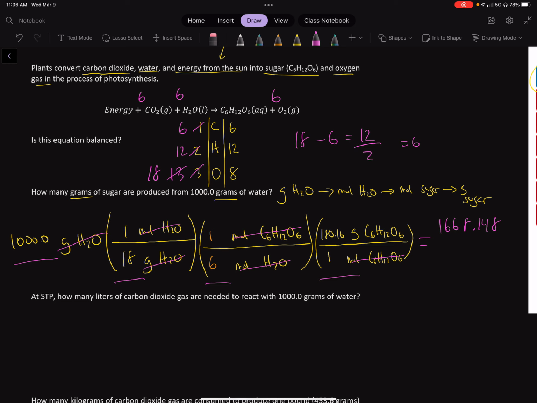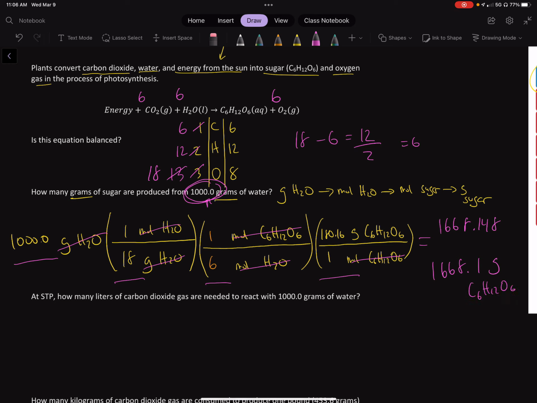So on my calculator, I got 1668.148, and I'm writing more sig figs than I need on purpose. Since the 1000.0 had 5 sig figs, so all of those zeros count because that little decimal is right there, we're going to round this to 5 sig figs. So we're going to round it to 1668.1 grams, no, sorry, not grams per mole, but it's grams of C6H12O6.